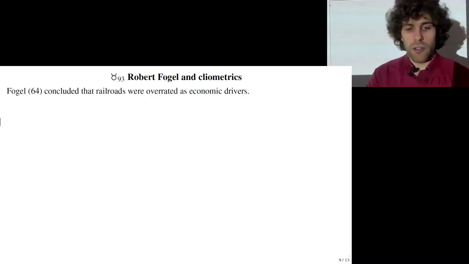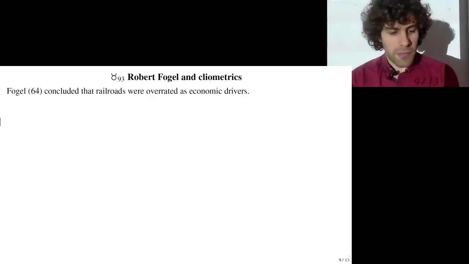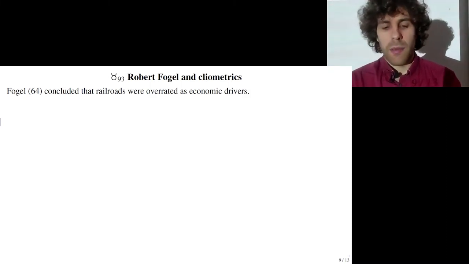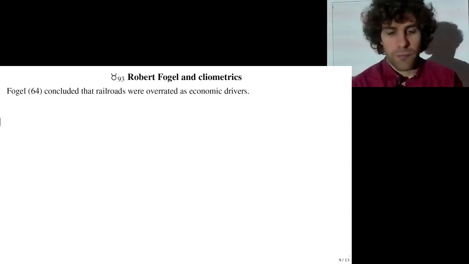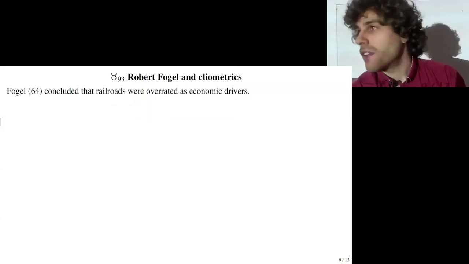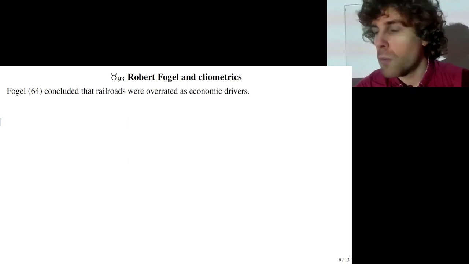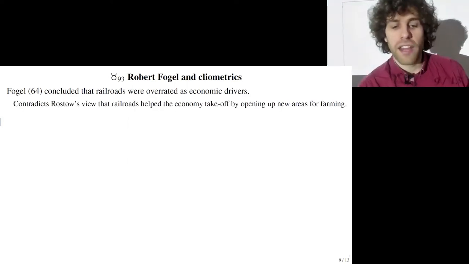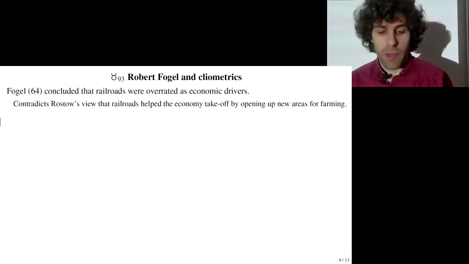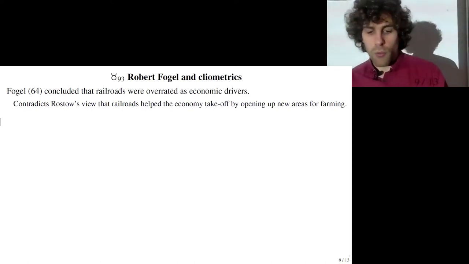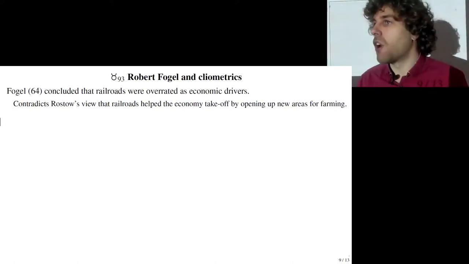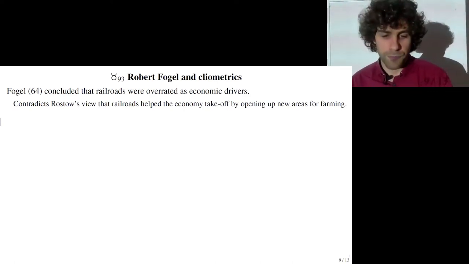So Fogel became famous with his study on railroads because his conclusion, after a very detailed analysis, was against the established wisdom. He said that, contrary to a view that was made popular by a guy named Rostow, railroads didn't really help economic development that much in the 19th century.